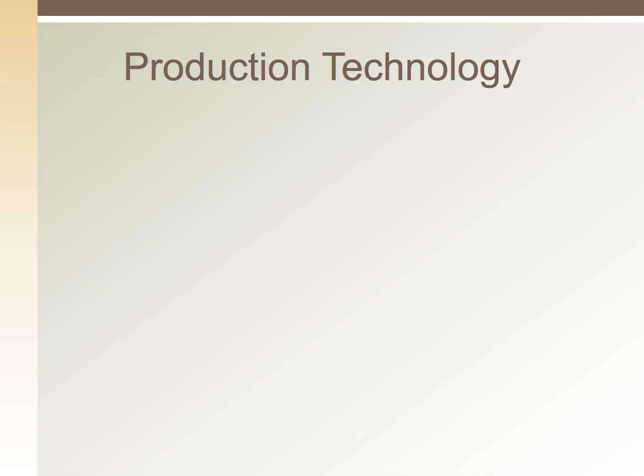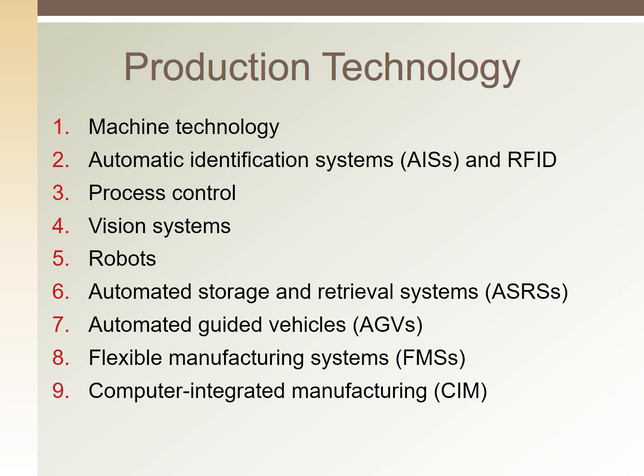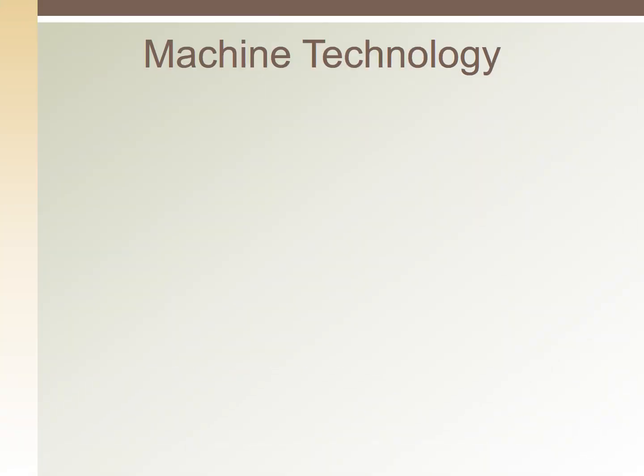Production technology. There's a bunch of it. There's machine technology, automatic identification system, or RFID, process control, vision systems, robotics, automatic storage and retrieval systems, automated guided vehicles, flexible manufacturing systems, and computer integrated manufacturing. So you can see there's a world of different methods that you can use to produce your product.